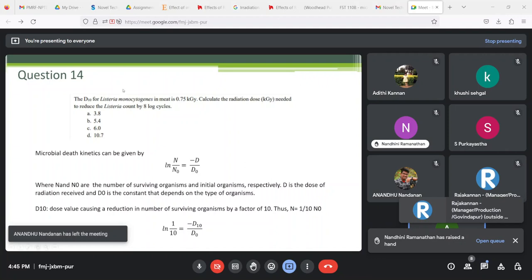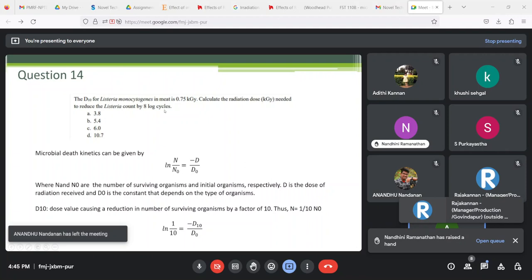Since D naught is not given in this question, in order to calculate the D that you have given, we need to first calculate what D naught is. Is this clear? We know only the D10. We don't know the dose that we gave. So if we calculate N naught and D naught, we can calculate D. And when we say 8 log cycles, it means this is equal to 8. Log cycles is the number of log reductions.